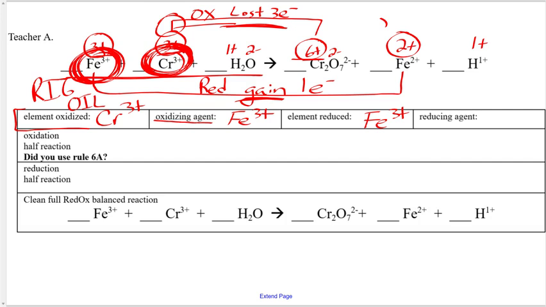The reducing agent. So, what caused this Fe3 positive to gain electrons? It was the Cr3 positive needing to lose electrons that caused that. So the Cr3 positive will be the reducing agent. Everything comes from the reactant side.